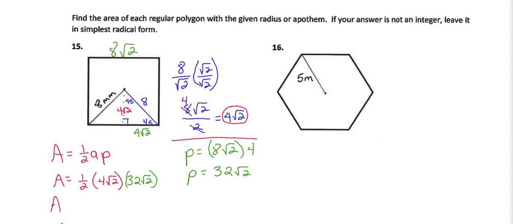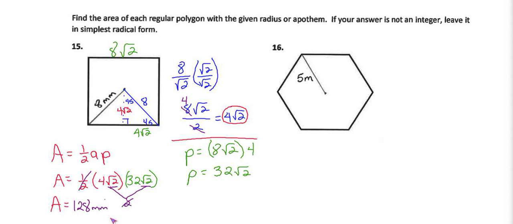But let me tell you where students sometimes miss this. I would multiply 1/2 times 4 times 32, and I would make note here that when you multiply this square root of 2 times this square root of 2, square root of 2 times square root of 2 is square root of 4, which is just 2. So if I take that 2 and multiply by the 1/2, those will divide out. So all that leaves me with is 4 times 32, which is 128, and this would be in square millimeters.